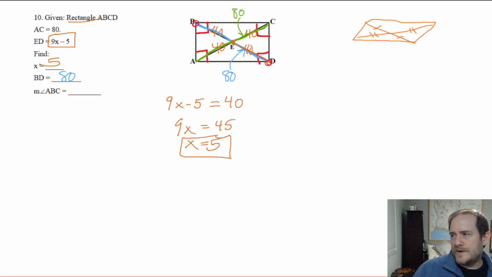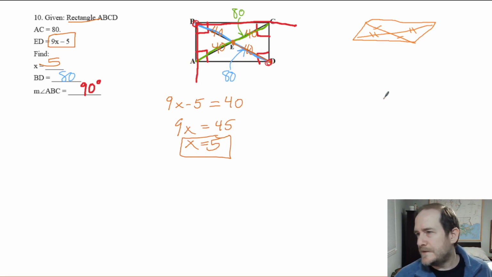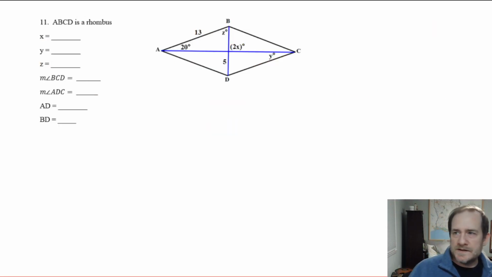And now they want to know, what's the measure of angle ABC? Well, if I draw a line from A to B, and then a line from B to C, they're asking us for this angle. So I guess I lied when I said we didn't know that the four angles were right angles, because here they are asking, what's the measure of the angle of this rectangle? And of course it's 90. That's the definition of a rectangle, really, that all four angles are right angles. And that's 10 down. And then 11.